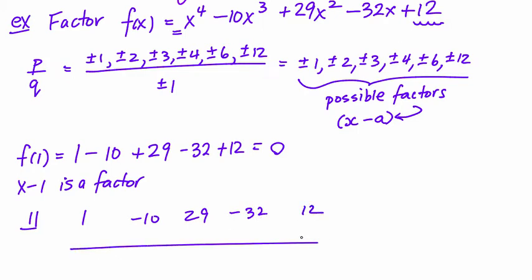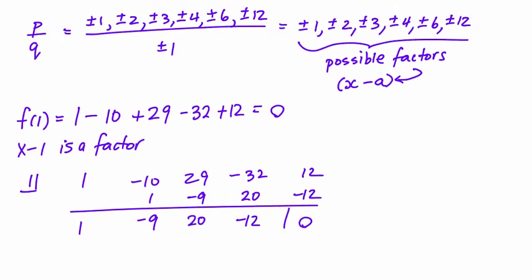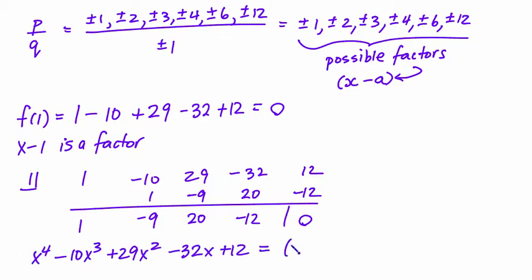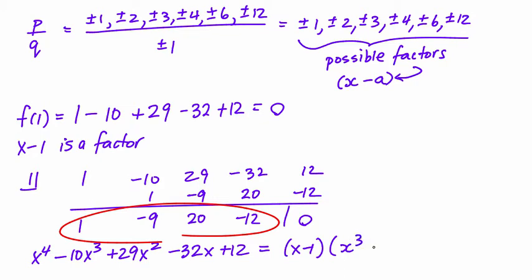I'm going to do this by pausing the video and doing it quickly. Yippee! I got a remainder of 0. That's what I was hoping for. Now I can do sort of what I was working on yesterday, and I know that my original function is equal to x minus 1, that was my binomial factor, times what's left over. And what's left over is x cubed minus 9x squared plus 20x minus 12.